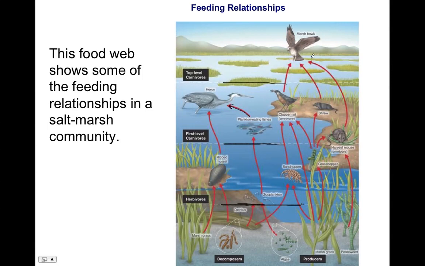Top level carnivores, this is the top of the food chain, top predators. And so that's above this line. And we only have the marsh hawk, and it's eating the clapper rail. This is only some of the interactions in an ecosystem. There's millions of other interactions in any given ecosystem, but you couldn't possibly fit it in this particular figure or diagram. So this is an important figure and diagram.